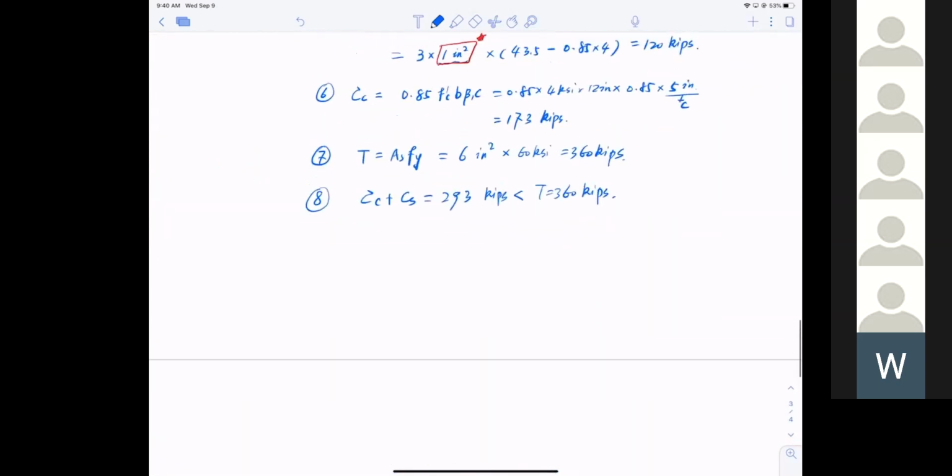So now I have to increase my compressive zone c, right? And Austin, I don't want to let you go yet, sir. So if I increase c, what should I do afterwards? What's the next step?